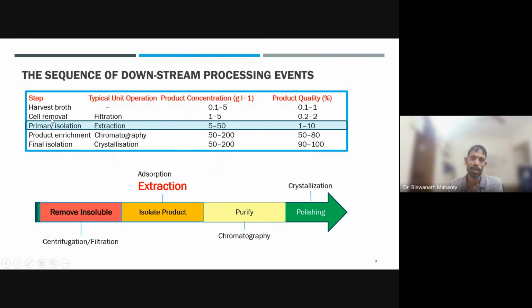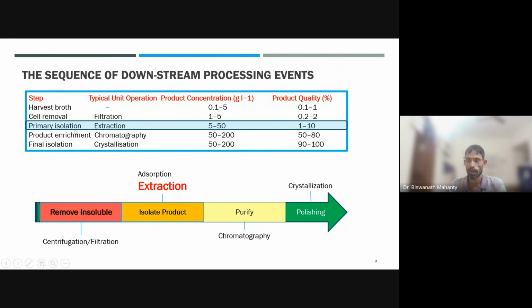But subsequently, we have a couple of steps like cell removals. At the first steps, which can be done by filtration, concentration is around 1 to 5 gram per liter, and product quality is 0.2 to 2%, still much lower. Many times, after cell removal, we can have extracellular or intracellular products. If it is intracellular products, we have to disrupt the cell, break it down, and then the intracellular products should be recovered.